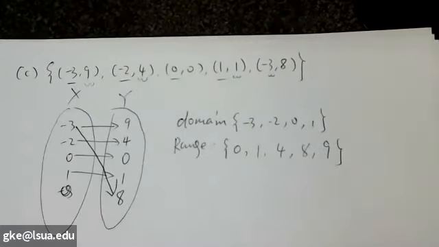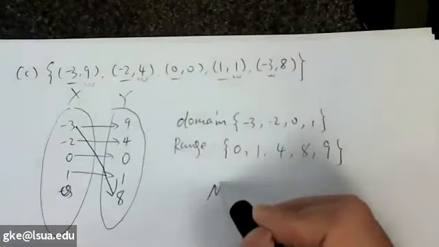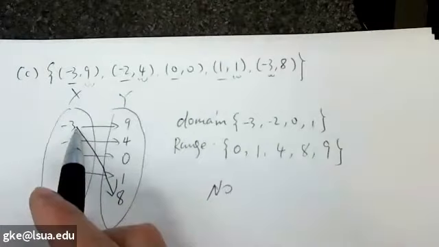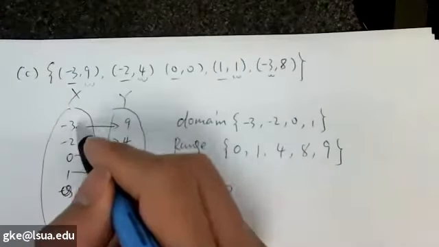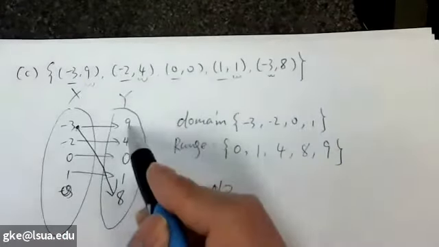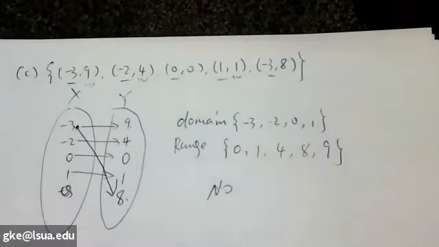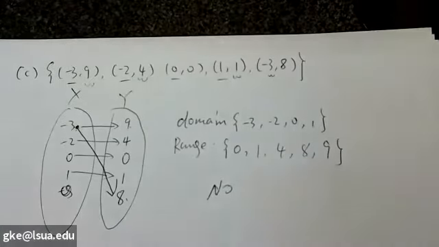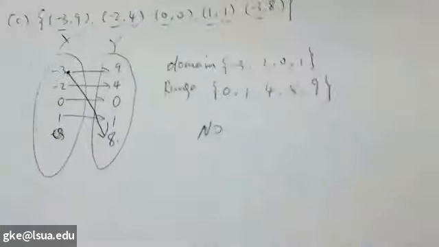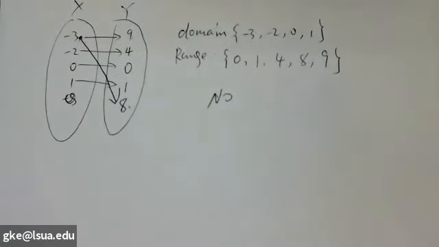And is that a function or not? No. Very clearly, this element in X, -3, corresponds to two elements in Y, 9 and 8. Two elements. So that's not a function based on the definition. Very good. So now you have a rough idea about functions.